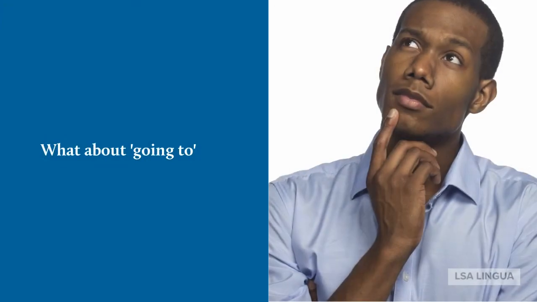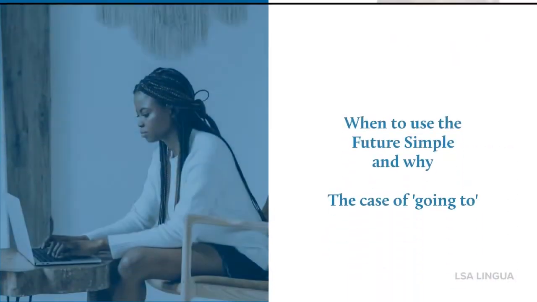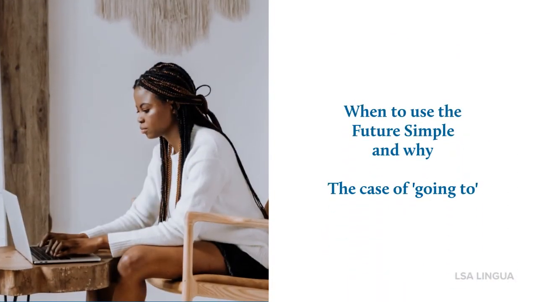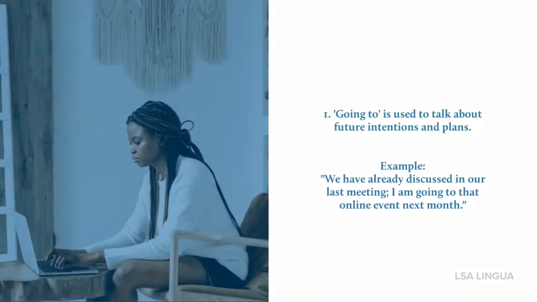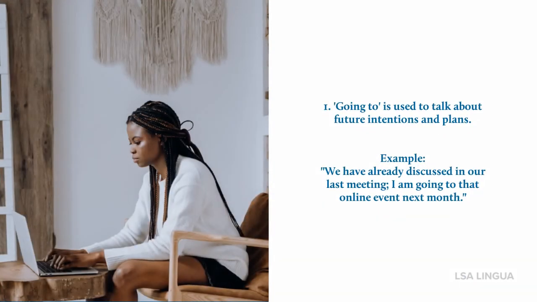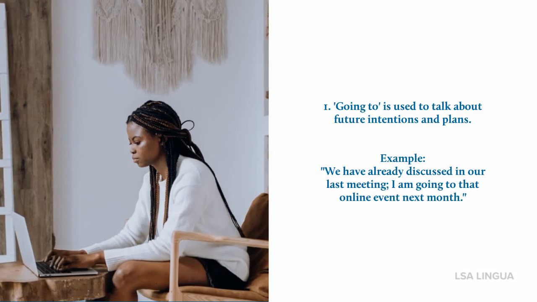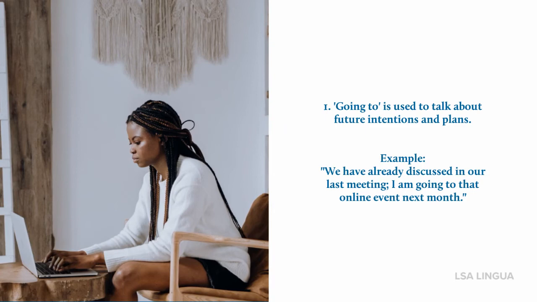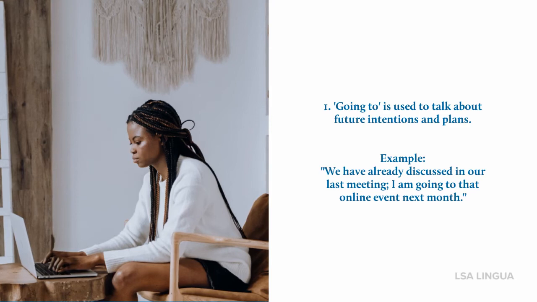But what about going to? The case of going to. So there are two reasons why we want to use going to point to the future. Going to is first of all used to talk about future intentions and plans. But note that those plans have already been scheduled by the time we start discussing them. An example. We've already discussed this in our last meeting. So I'm going to that online event next month.